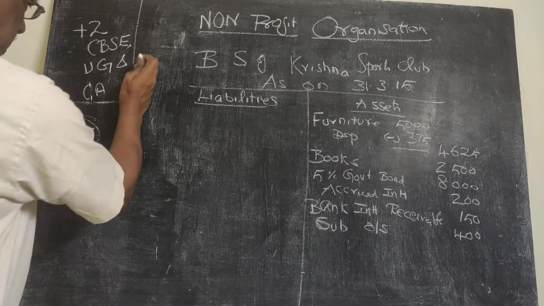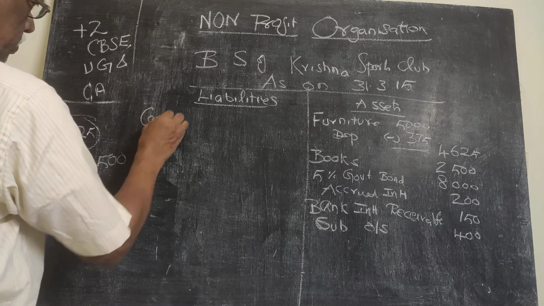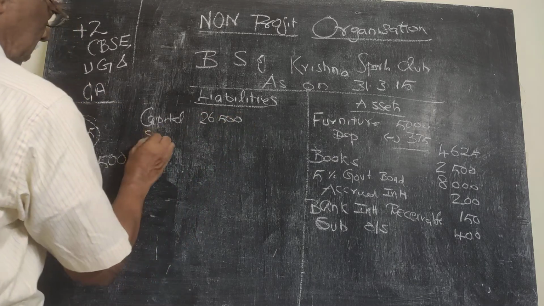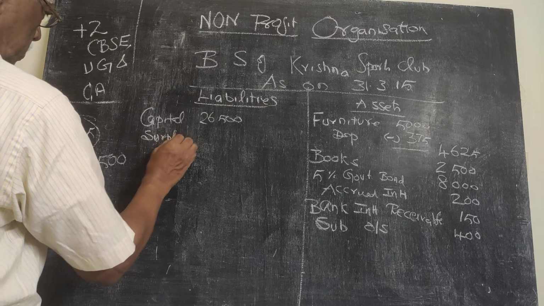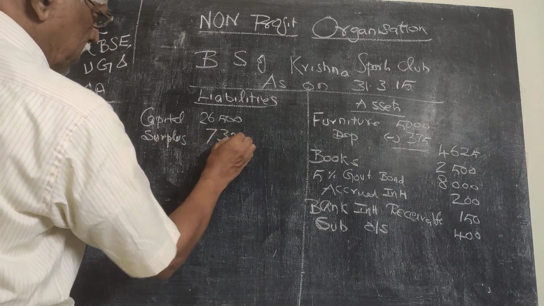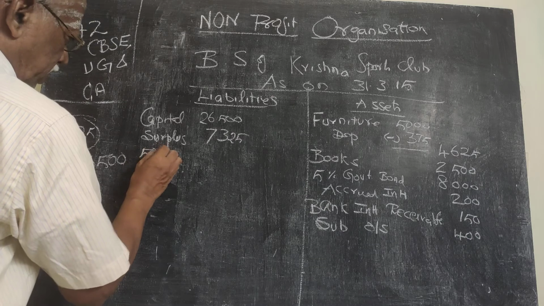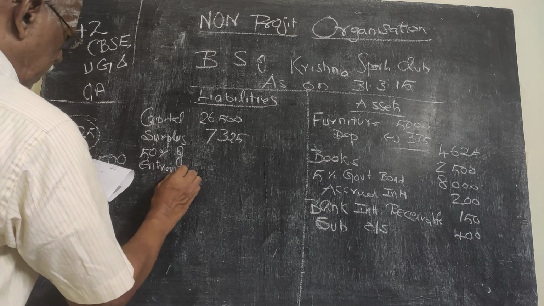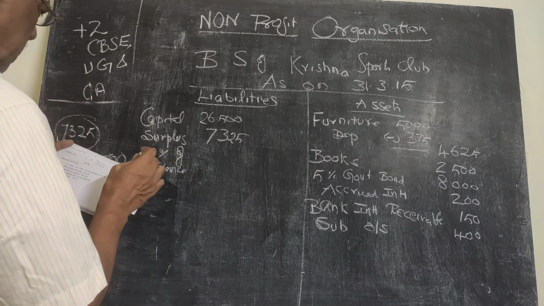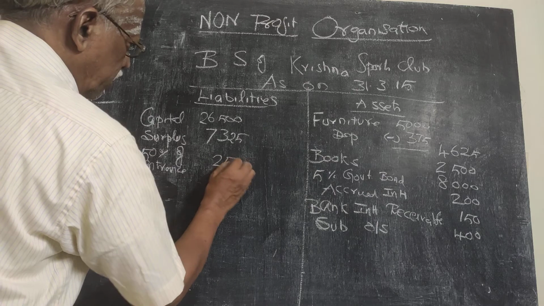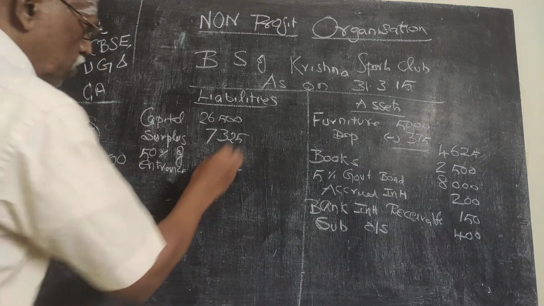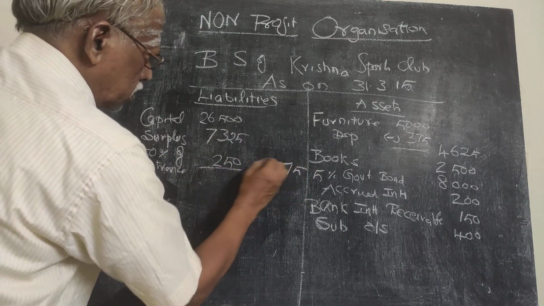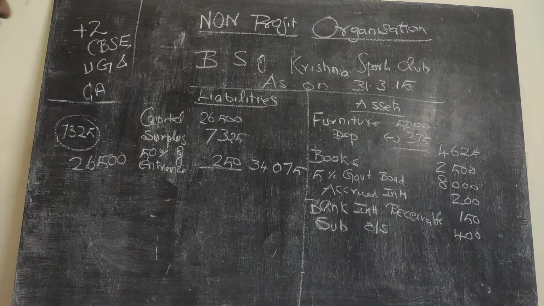Now on the liability side, opening capital 26,500. Surplus we have found out 7,325. And that 50% of entrance fee is there. How much entrance fee, I think 500. Therefore, 50% is 250. That has to be capitalized. So I am taking it here. So the figure is now 34,075.